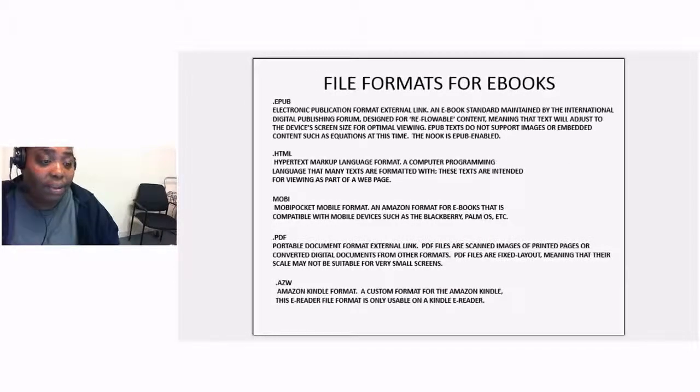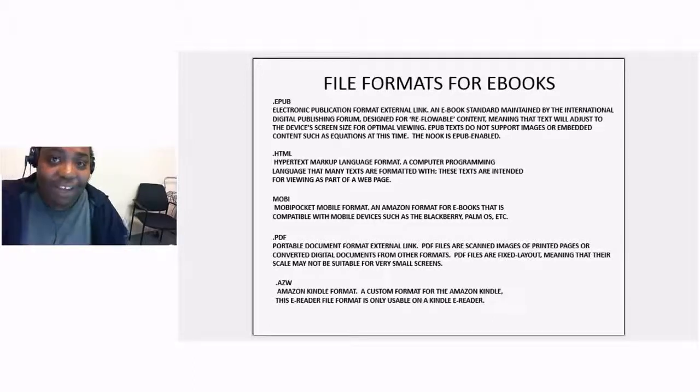So what are the big file formats? EPUB, HTML, MOBI, PDF, and AZW. As you can see on the screen, each one of them has standards, and they convert text. If you did something in Microsoft Word or OpenOffice, you would convert your Word document into one of these formats, and then it would be uploaded and could be published potentially as an ebook.